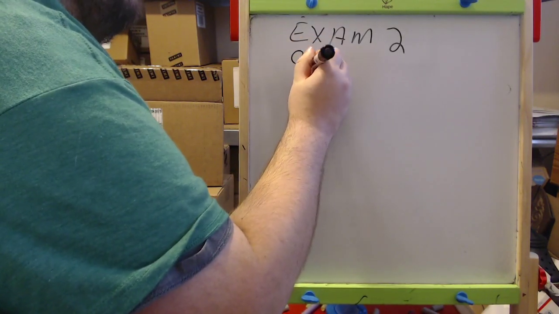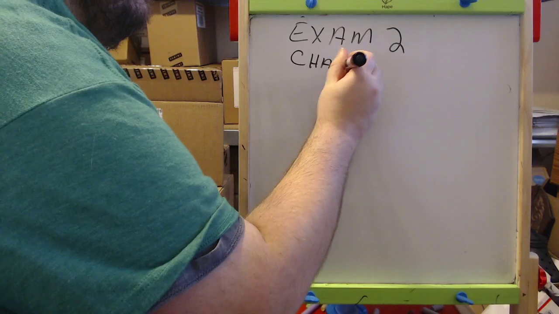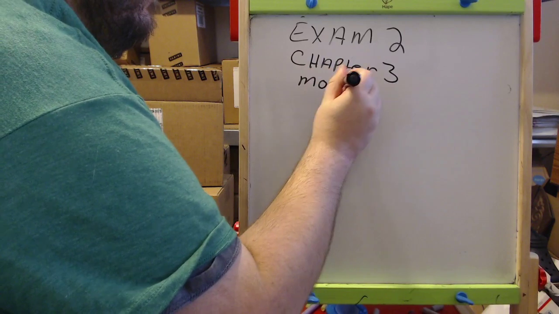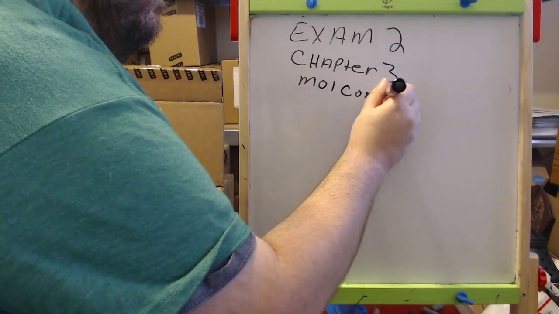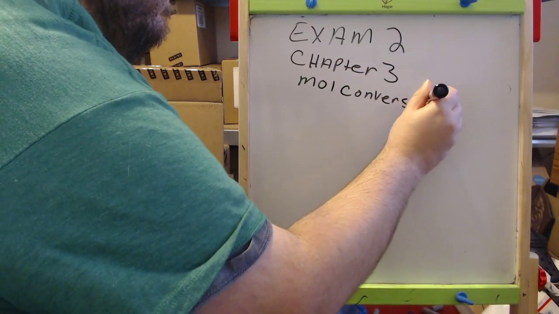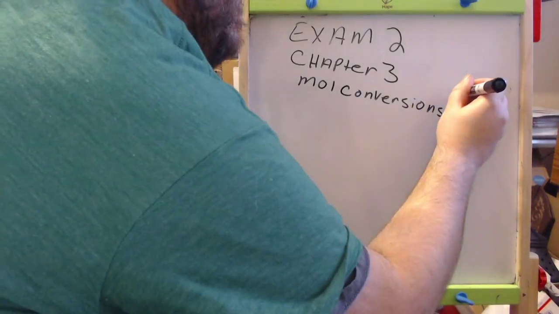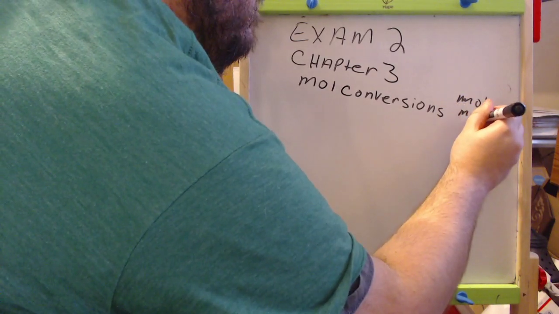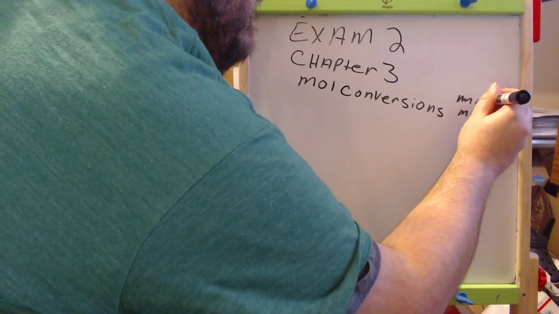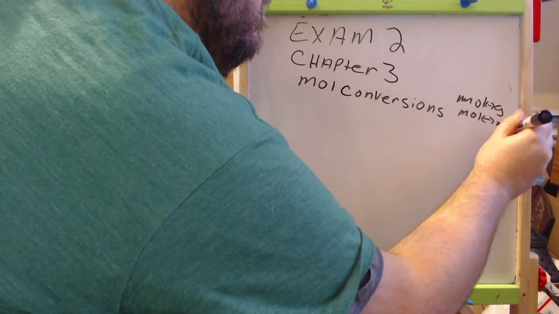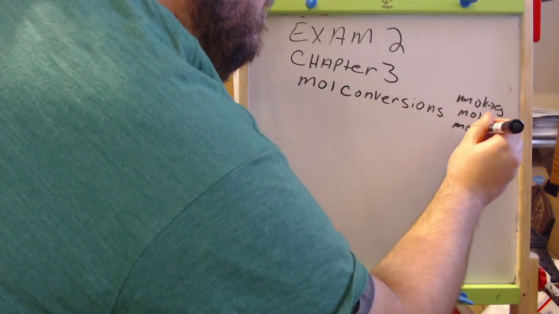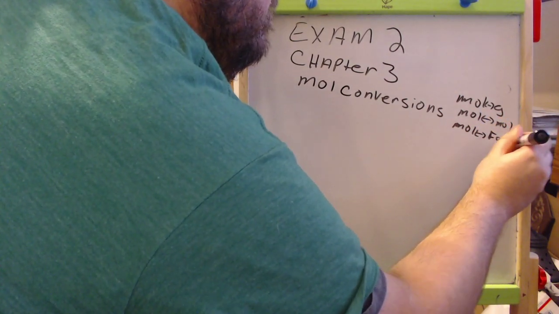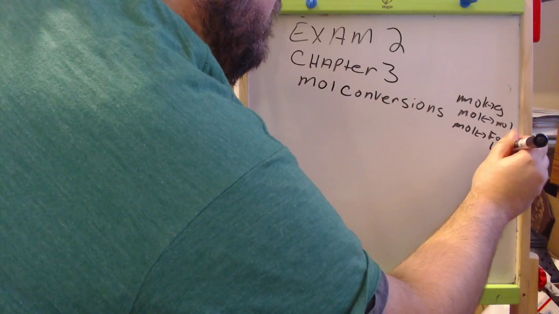So in chapter 3, you should be able to do mole conversions. So, for instance, that's moles to grams, moles to moles, and back and forth. Moles to formula units using Avogadro's number. Stuff we've gone over.